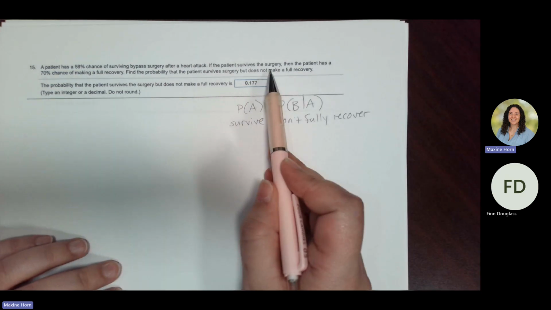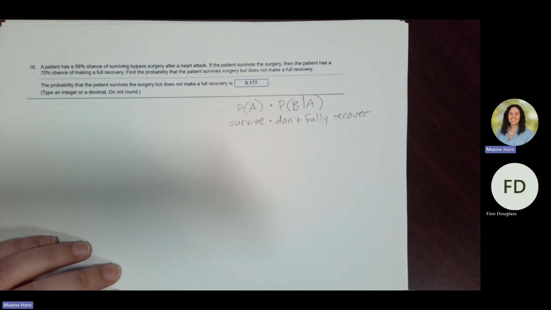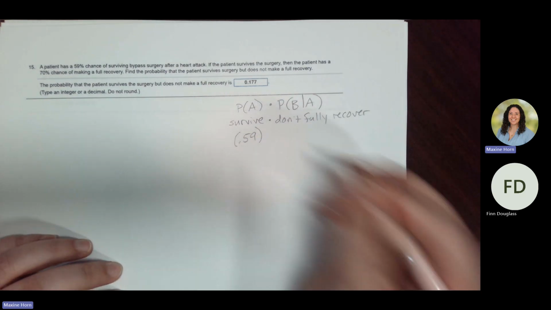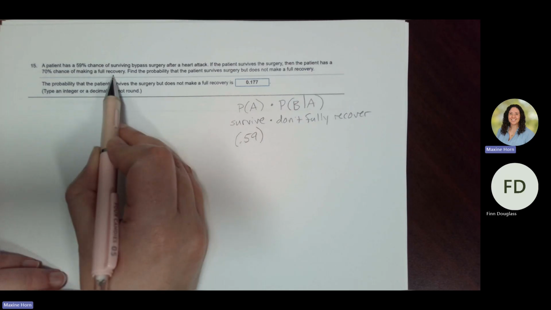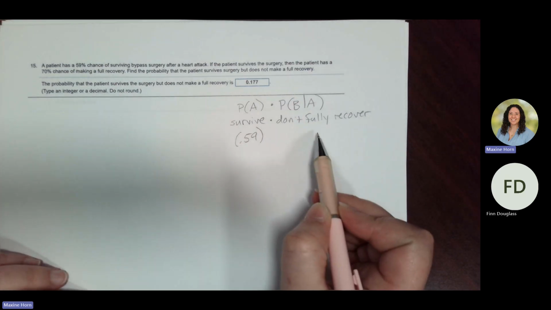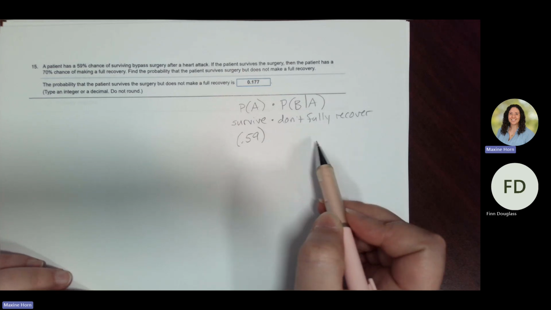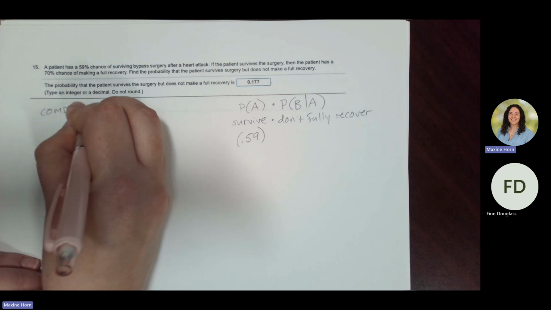A patient has a 59% chance of surviving bypass surgery after a heart attack. If they survive, then they have a 70% chance of making a full recovery. Well, that's great, but that's not what we're trying to find. We're trying to find the probability that they don't fully recover. So we're going to have to find the complement, right?